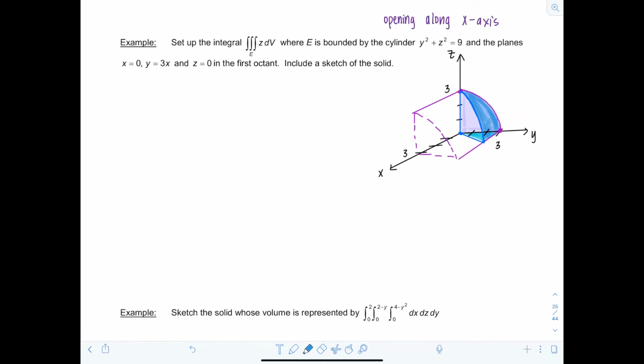Okay, it looks like a slice of a bundt cake or something, doesn't it? Maybe because I haven't had breakfast yet.